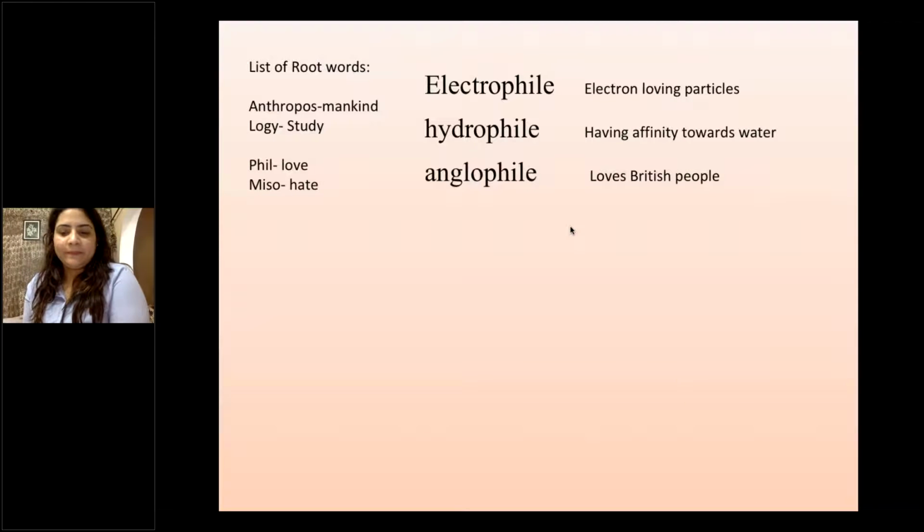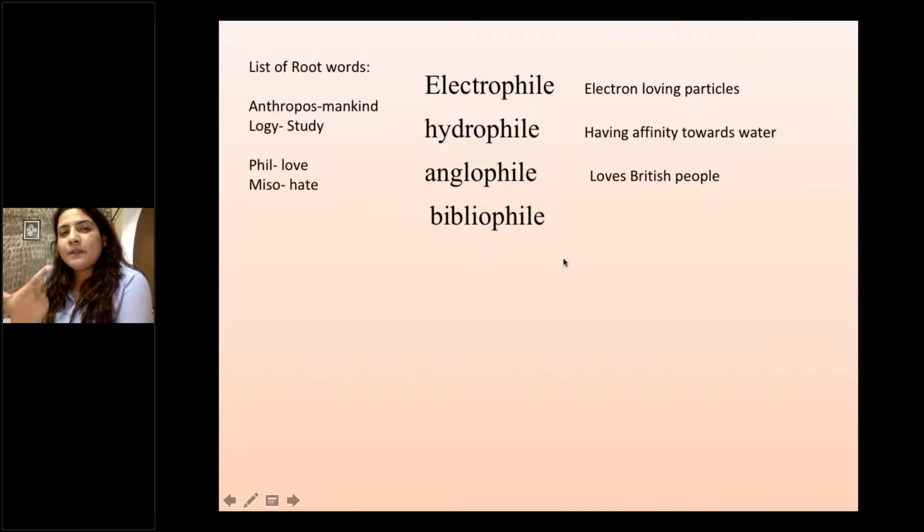Okay, all right. Bibliophile. You all know what's bibliophile, right? Bibliophile is Bible se learn karna hai, right? Bible is a root word for biblio. Bible is a holy book. So bibliophile is someone who loves books. Absolutely correct.